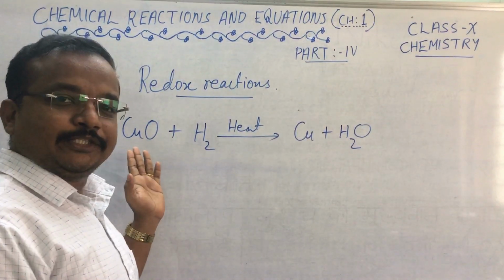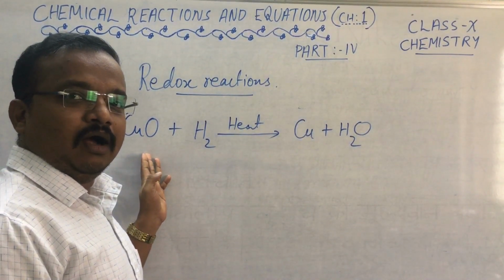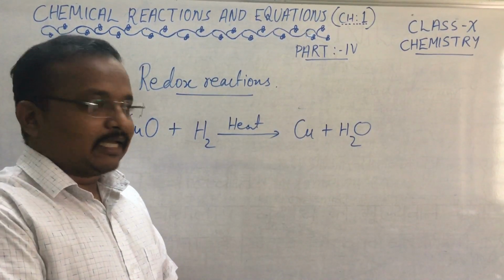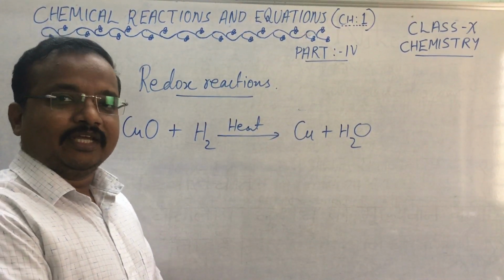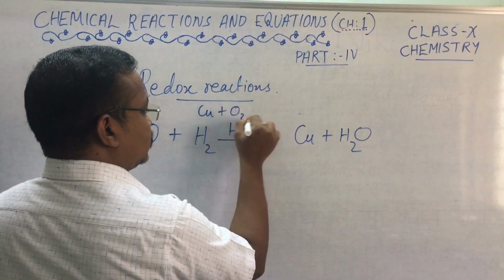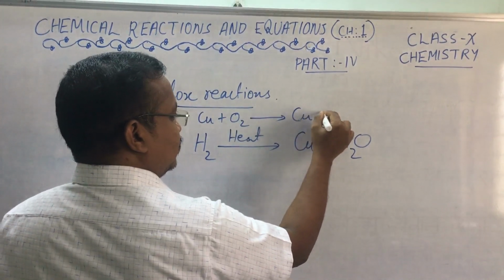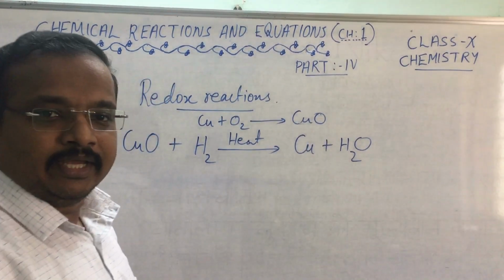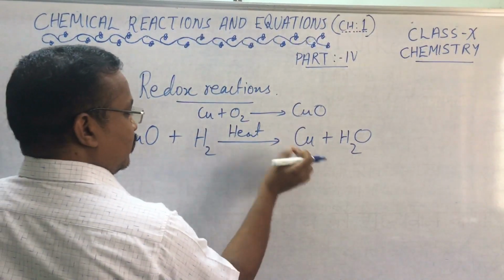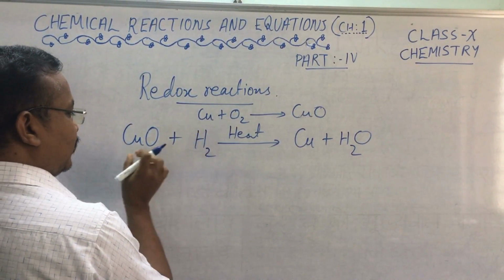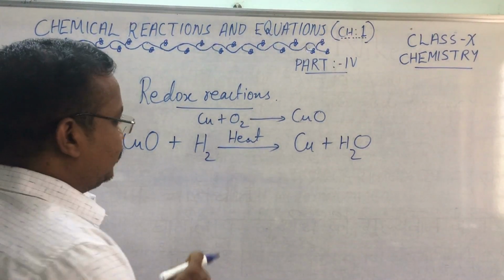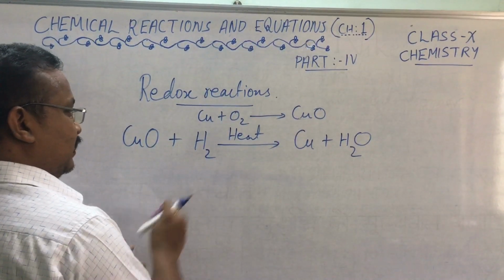CuO. How CuO is formed, you might have studied. That is copper, if it is kept open for some time, then copper reacts with oxygen to form this copper oxide. Okay, so now if you want to bring this copper oxide back into copper, you have to heat that particular copper oxide by passing hydrogen gas over it in order to get this particular reaction.